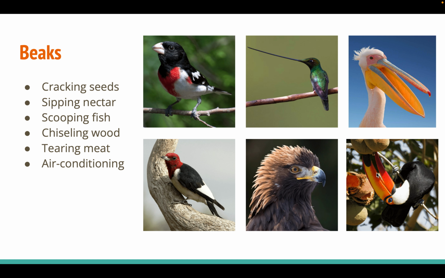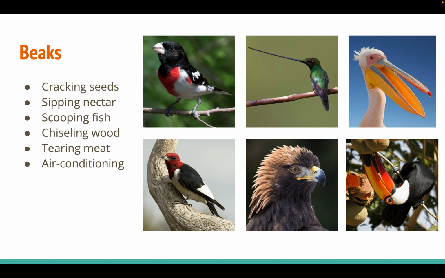And then some birds, like the toucan, have beaks whose primary function is for air conditioning. I guess they can send their energy to their beaks, and it dissipates away from their body somehow, which is quite interesting. They have a super large beak to body ratio relative to most other birds, which is cool. But learning to identify birds based on their beaks can help you understand what kind of birds they are and what they use their beaks for.